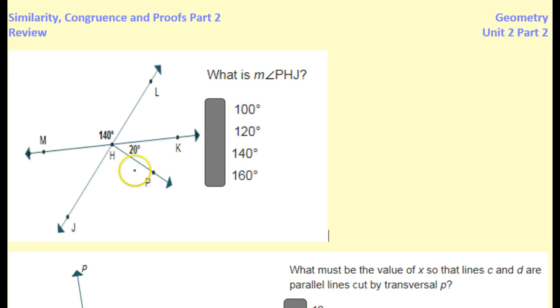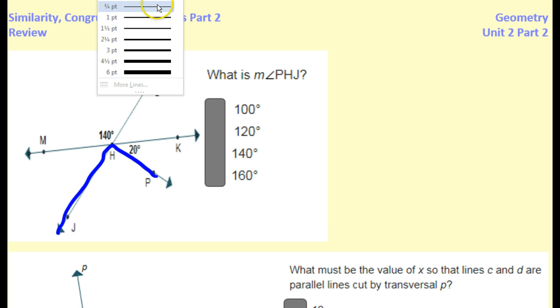This video will constitute a review of many concepts involving similarity, congruence, and proofs. Let's take a look at this first problem. What is the measure of angle PHJ? So there's P, there's H, there's J. So this is angle PHJ right here.